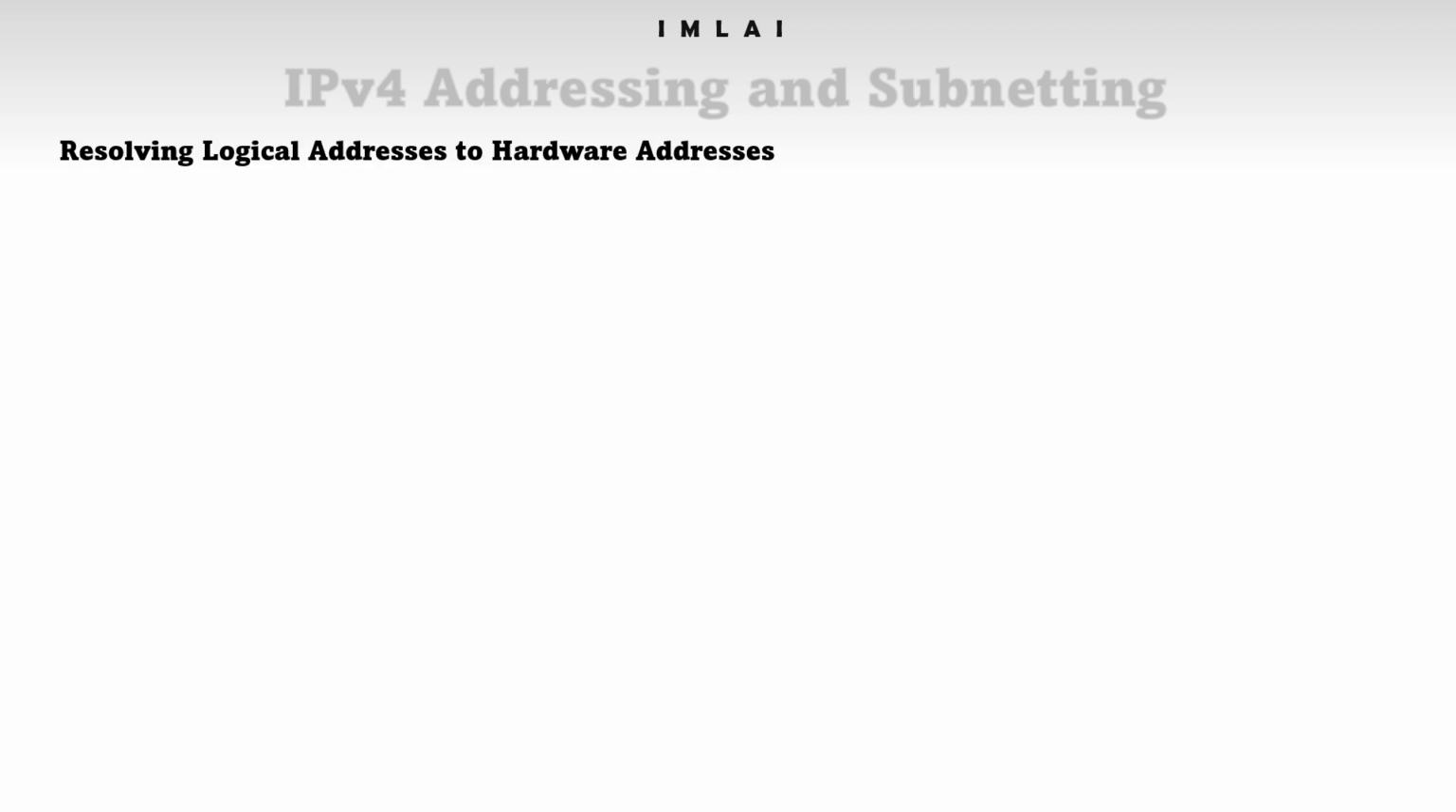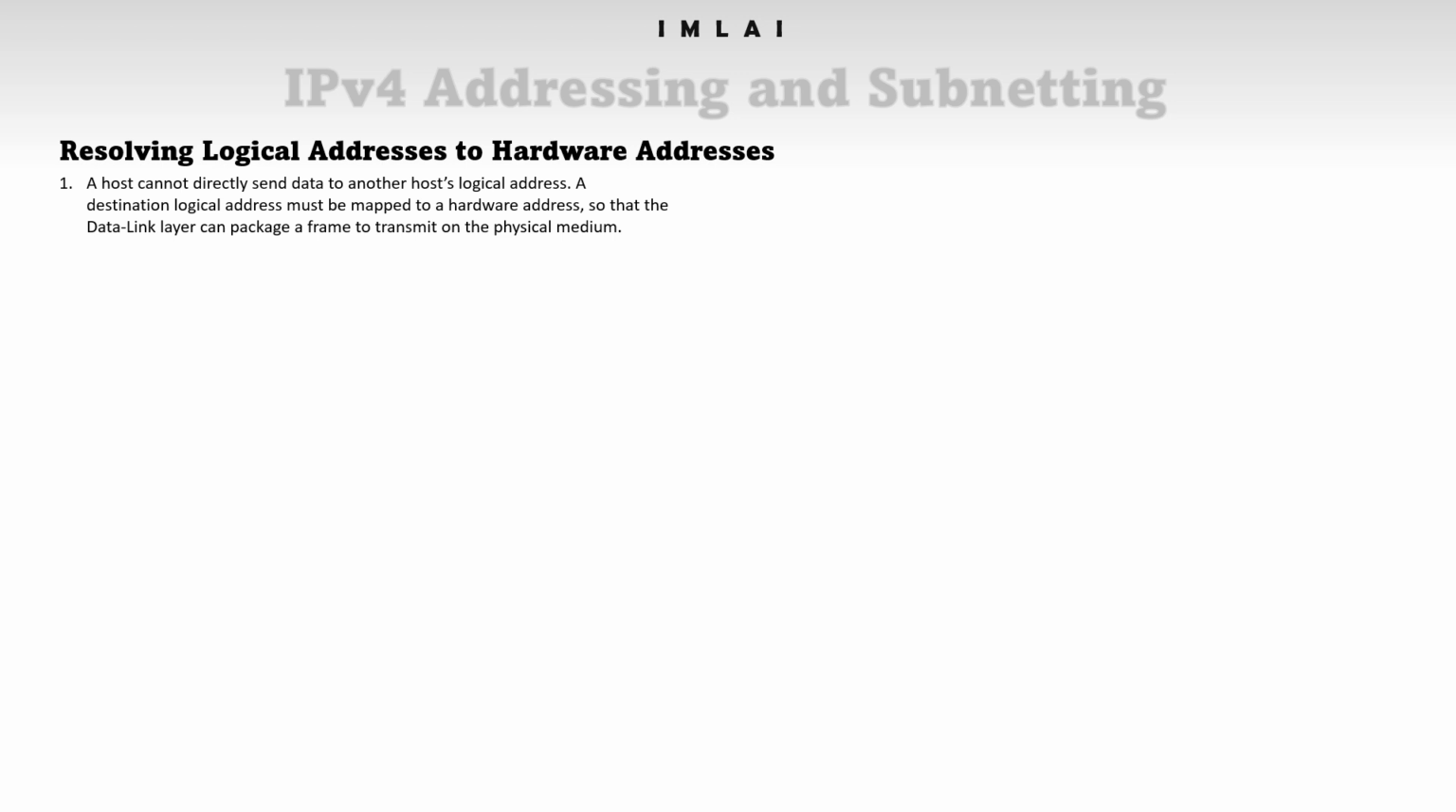The first one is resolving logical addresses to hardware addresses. Say a host cannot directly send data to another host's logical address. A destination logical address must be mapped to a hardware address so that the data link layer can package a frame to transmit on the physical medium.